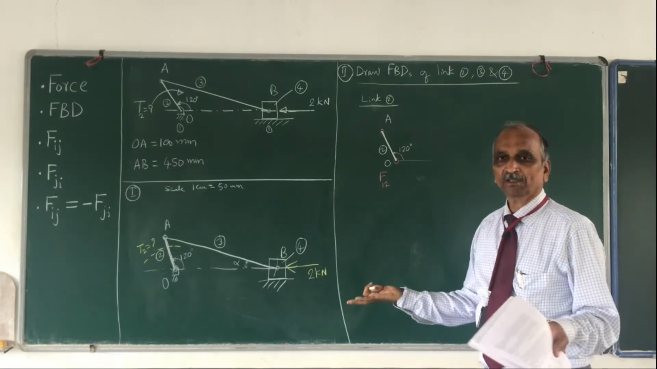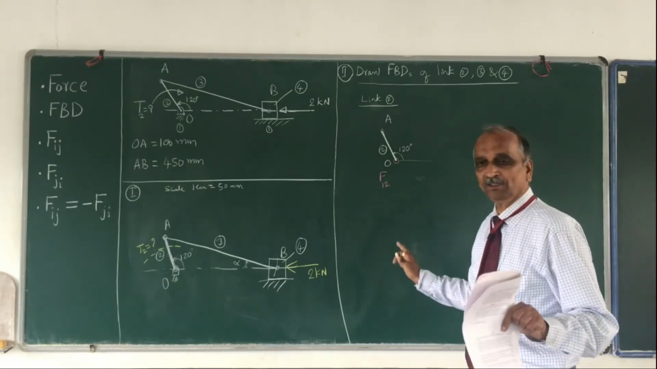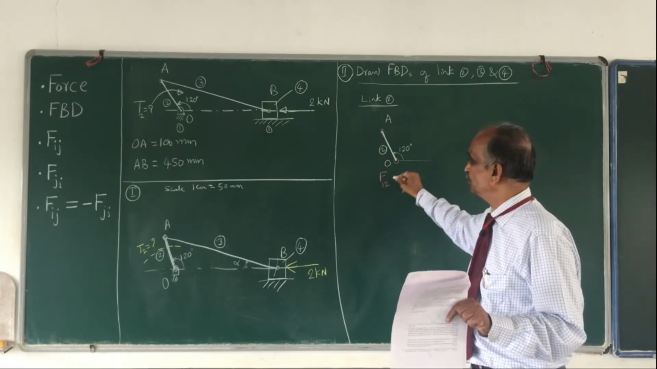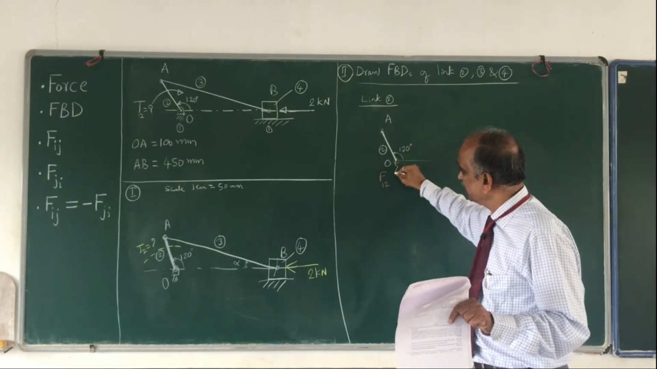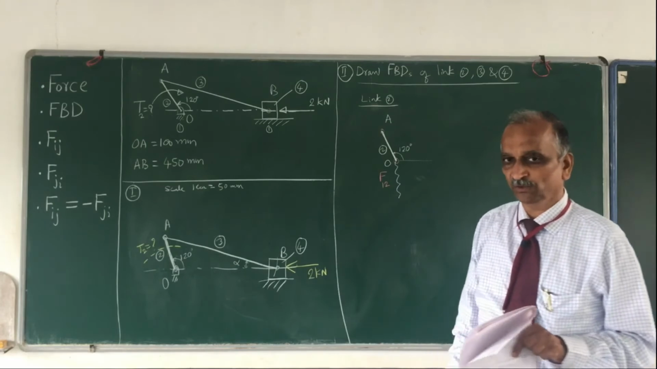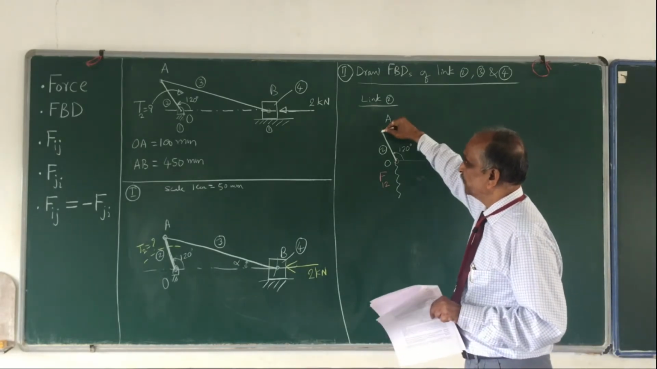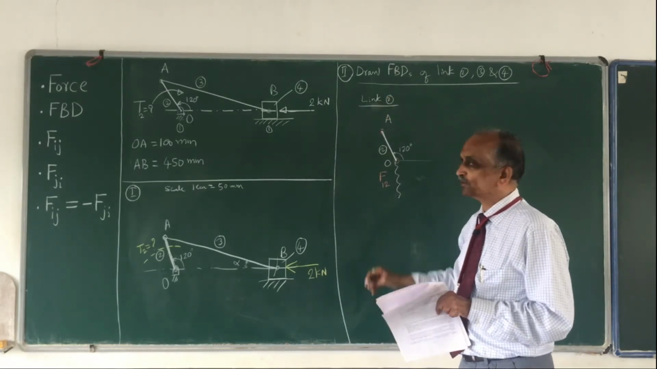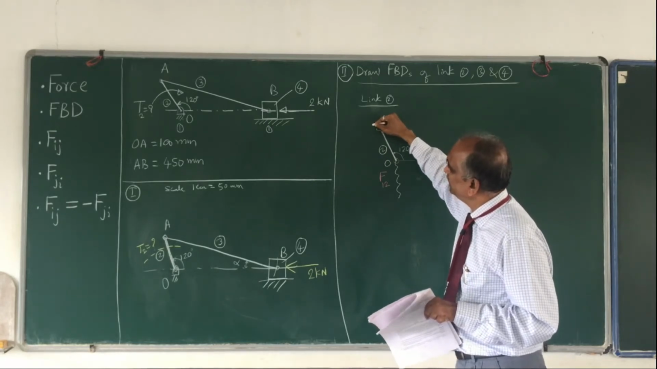What is the magnitude? I don't know. What is the direction? I don't know. What is the line of action? That also I don't know. But I know that this F12 passes through O. Therefore, start with that O and draw a zigzag line, which indicates F12. Similarly, at point A, you have isolated it from 3 and the same argument applies.